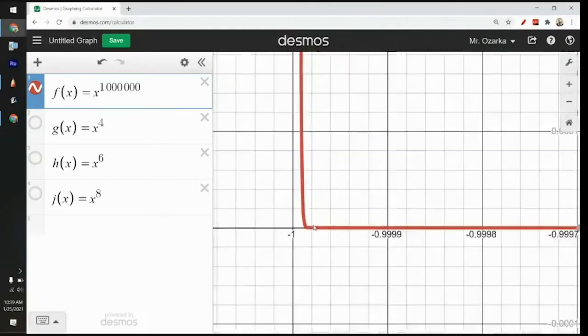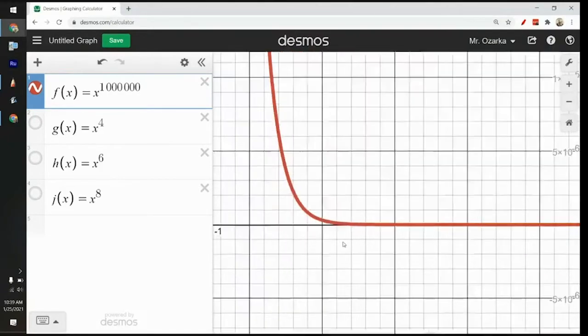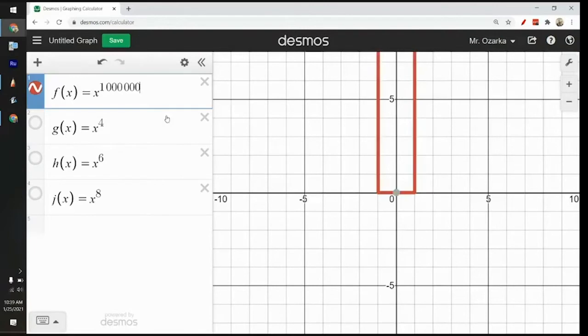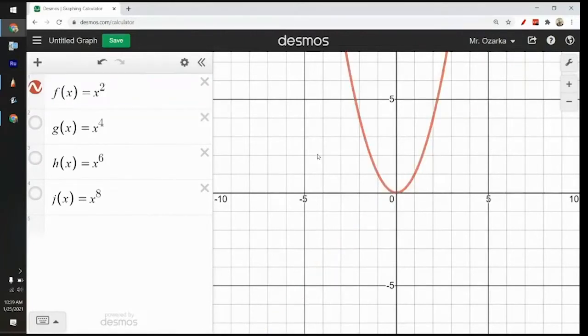This might run out of memory. Okay, there you go. You can kind of see the curve there. Okay, you had to zoom in a lot, but this is also x to the 1,000,000th power. You'll never see that. Okay, I probably won't even go to 10. I really probably won't go past 6, but I don't know yet. We'll have to see.